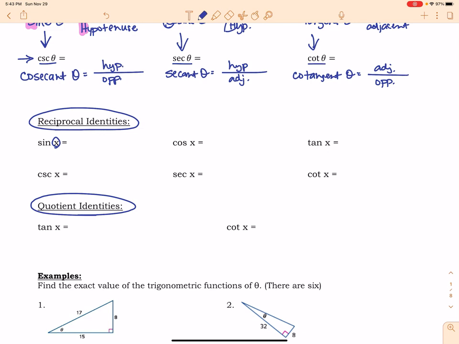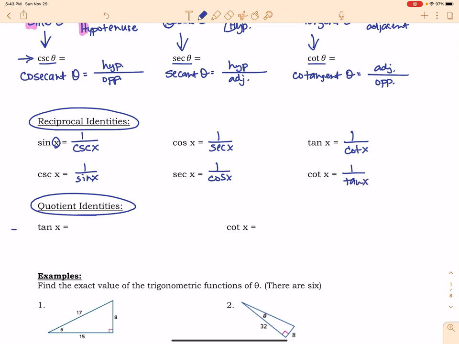So sine of x, the reciprocal identity, tells me that this is the same as 1 over cosecant x, because remember, cosecant is sine's reciprocal. So that's why I'm going to write it like that. Cosecant x is 1 over sine x. Cosine x is 1 over secant x. Secant x is 1 over cosine x. Tangent x is 1 over, you guessed it, cotangent x. And cotangent x is 1 over tangent x.